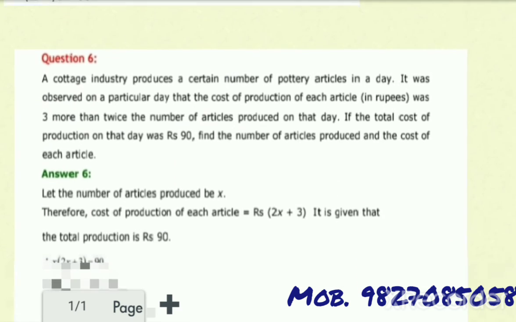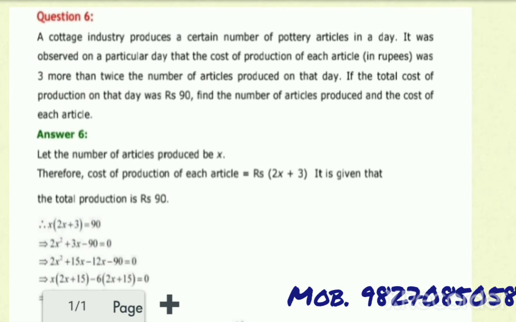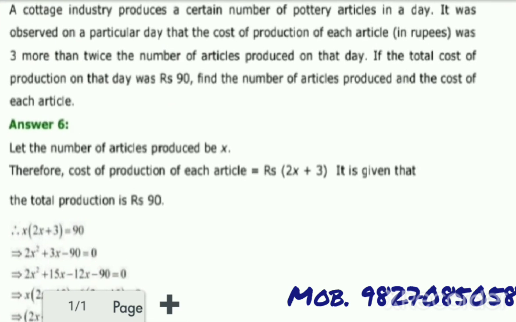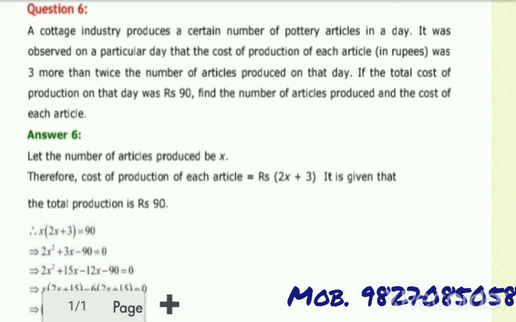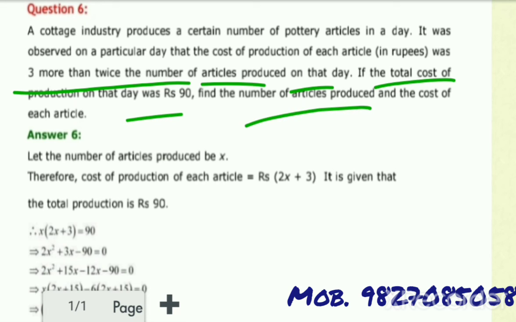Now question number 6 is, a cotton industry produces a certain number of pottery articles in a day. It was observed that on a particular day the cost of production of each article in rupees was 3 more than twice the number of articles produced on that day. If the total cost be 90, find the number of articles and the cost of each article.